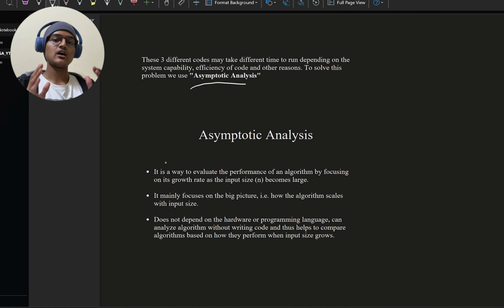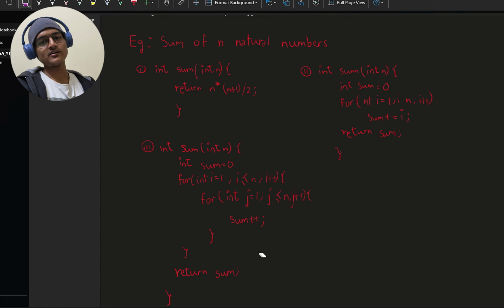and it focuses on how the algorithm scales when the input size is increased. It does not depend on the hardware or the programming language, because this analysis can be done without even writing code, and it thus helps us compare algorithms as the input size grows. Let us take a look at asymptotic analysis with the help of the examples that we looked at before.